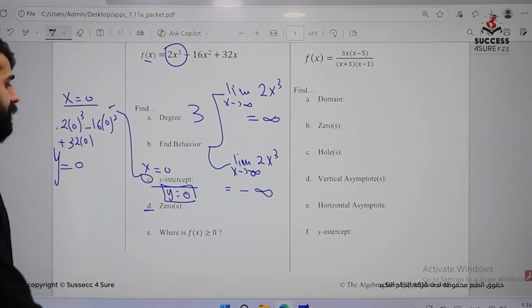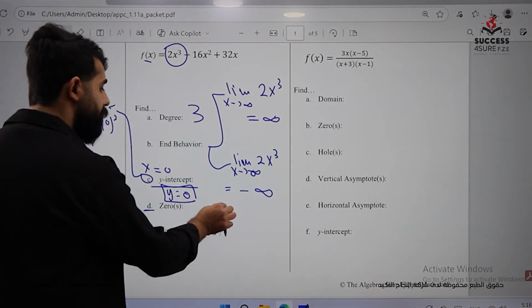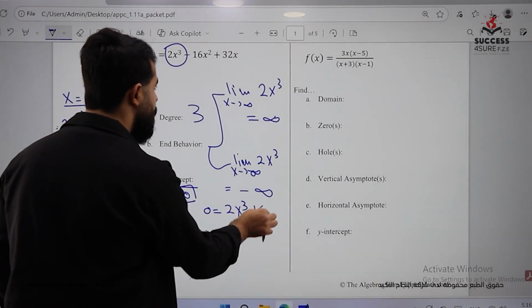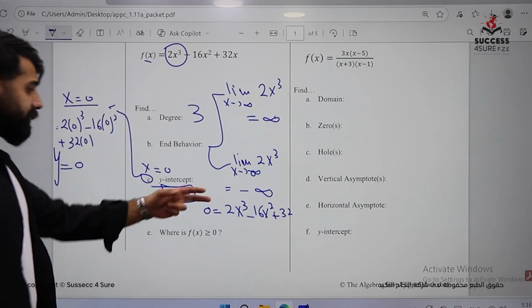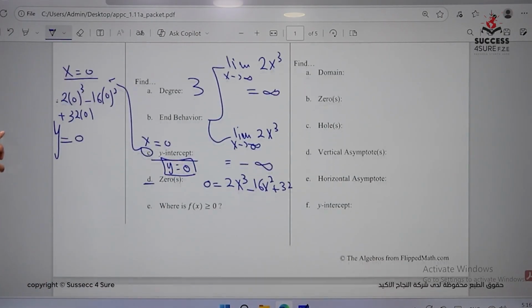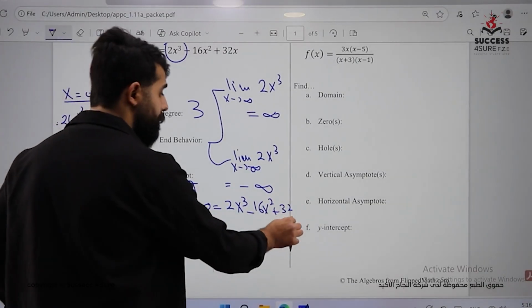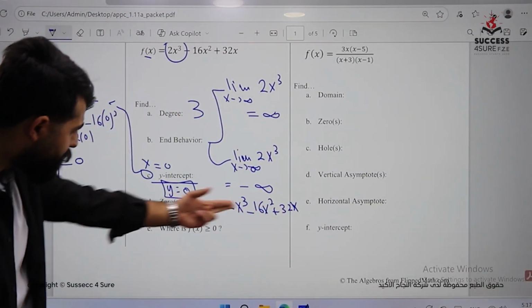So I will say 0 equals 2x cubed minus 16x squared plus 32x. Now, in order to solve this question, you need to factorize this formula. To factorize this formula, you can take 2x as common.